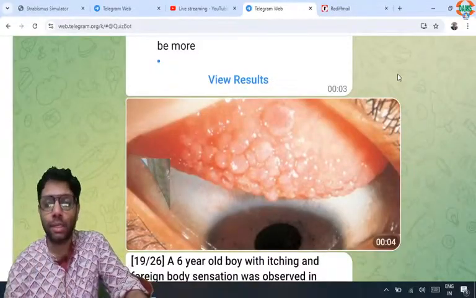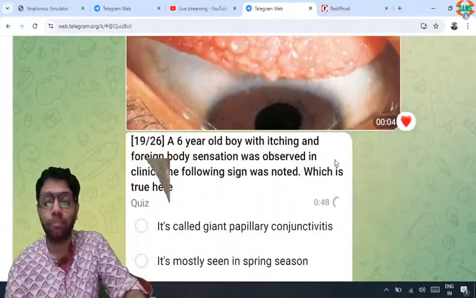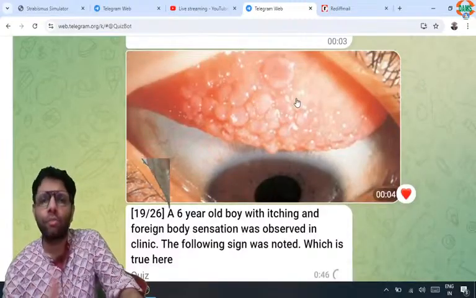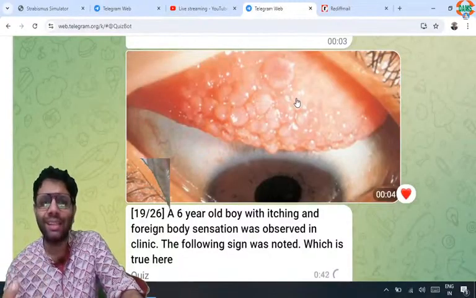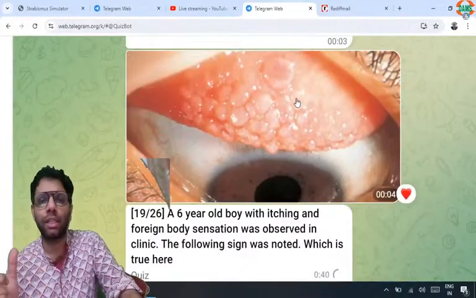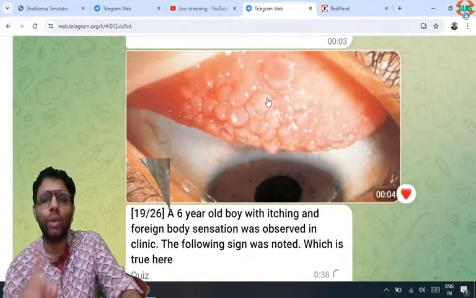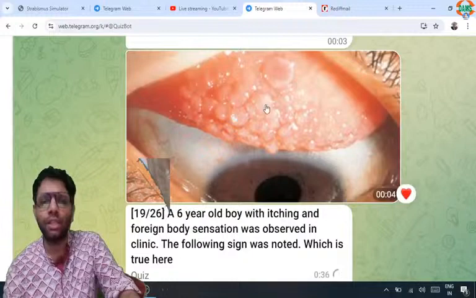But this is a misnomer. It's seen in summers, not springs. But if there is a foreign body reaction to sutures or contact lens, then it's a giant papillary conjunctivitis. Now just by seeing the picture you cannot tell if it's vernal kerato or giant papillary. History has to be there.